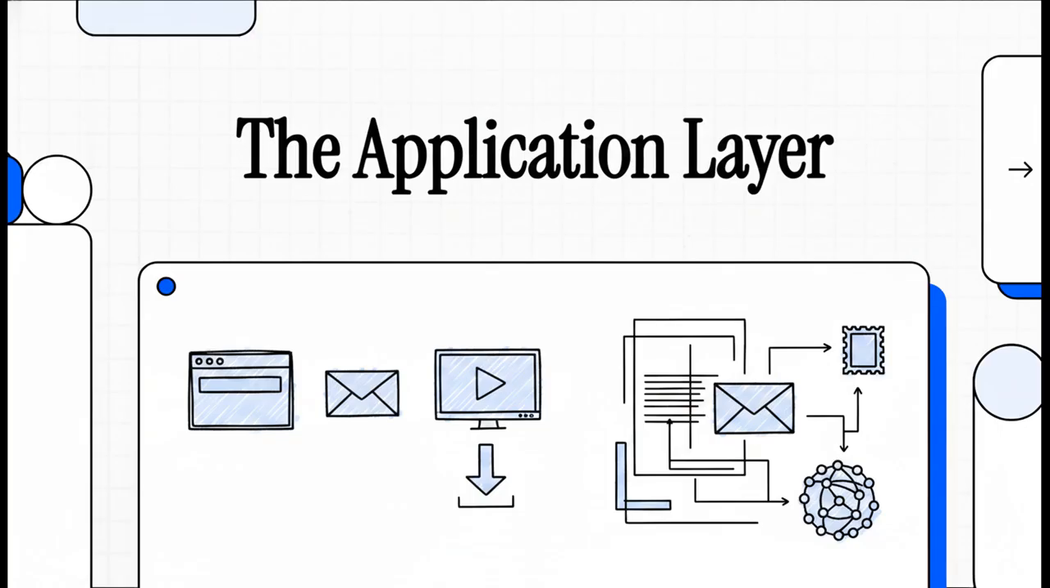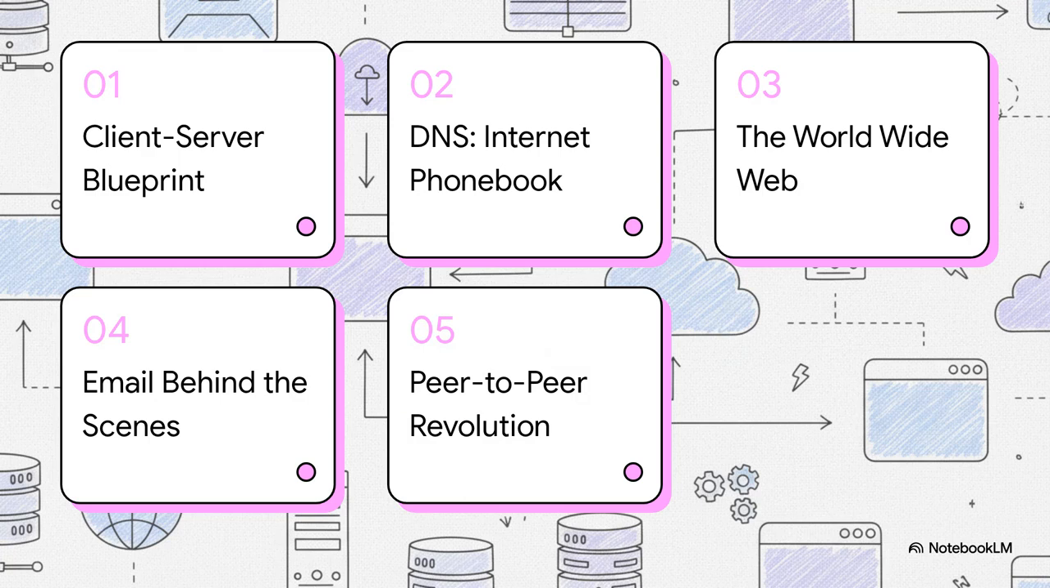We're going to look at the hidden blueprints, the virtual post offices, and the decentralized revolutions that make the modern internet function. All right, let's dive right in. On our agenda today, first up, the foundational client-server blueprint. Second, DNS as the internet's phonebook. Third, the World Wide Web. Fourth, email routing behind the scenes. And finally, the peer-to-peer revolution.